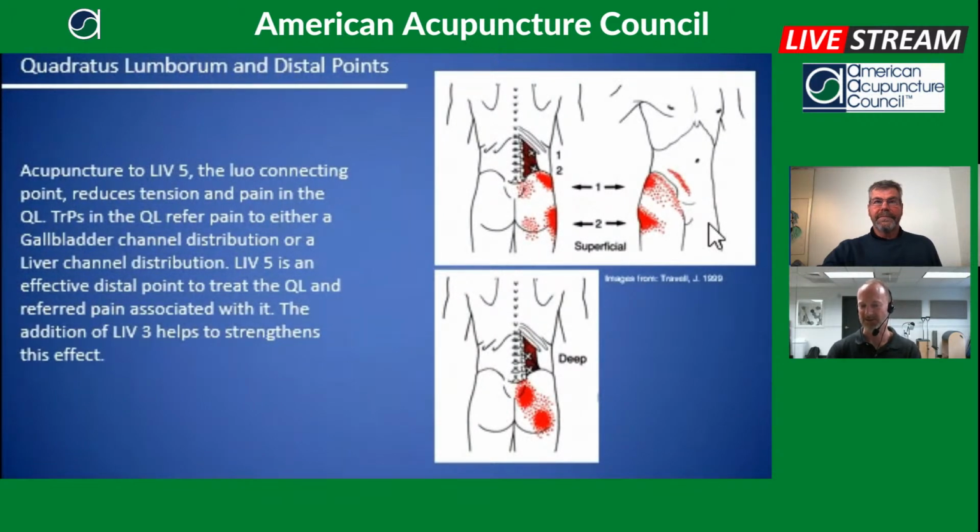And then this is something that I've been working with, and Matt started adding liver 3, and that seems to really increase the effectiveness. I mean, liver 5 by itself is quite effective, but liver 3, the source point, and the low connecting point on that channel is just an even stronger treatment. So this is a really great distal point combination that you can use in combination with the local needling that we just covered for that side where the QL is really a pain generator.